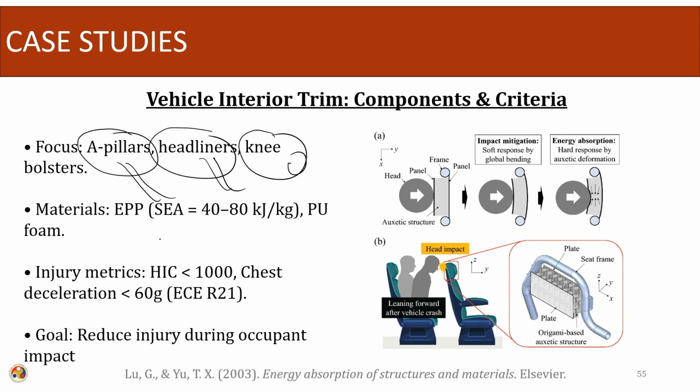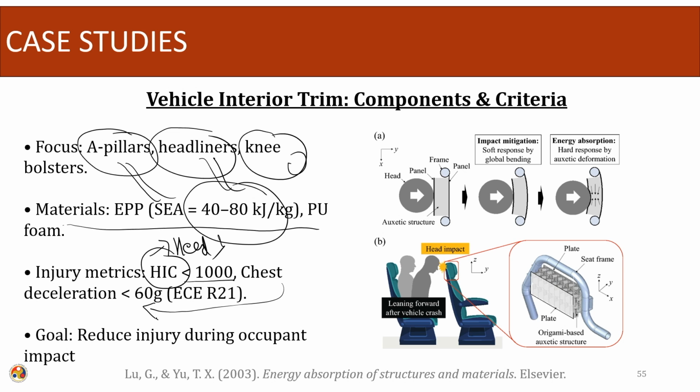The energy absorption capacity of these materials is around 40 to 80 kilojoules per unit mass, and they are governed under the head injury criterion. HIC is the head injury criterion. This number should be less than 1000, and the chest should undergo a deceleration of less than 60 G. These are the medical constraints that are used to design the systems and to check their efficiency.